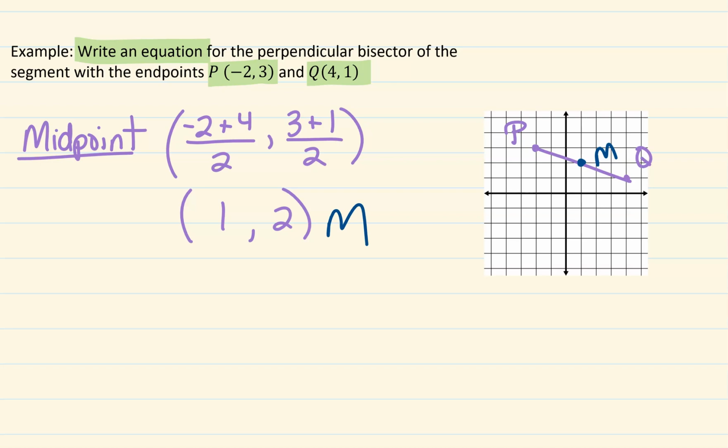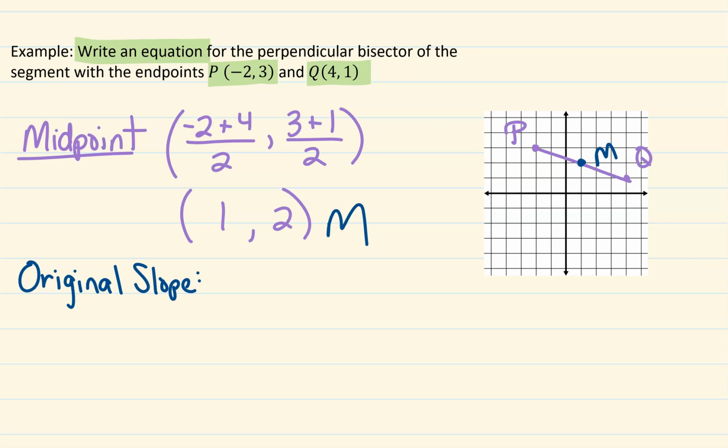The other thing I know about my perpendicular bisector is that it needs to be perpendicular to this segment. And the thing we know about perpendicular lines is that their slopes are opposite and reciprocals. So we need to find the original slope first. And once we know the original slope, then we can find the new slope.